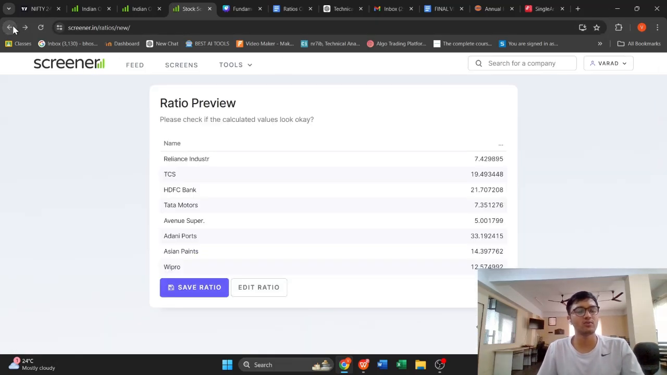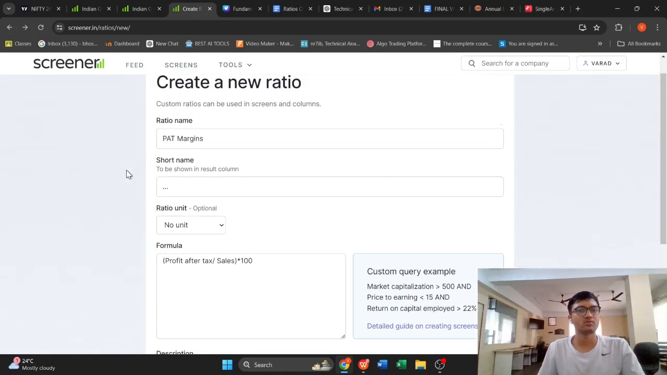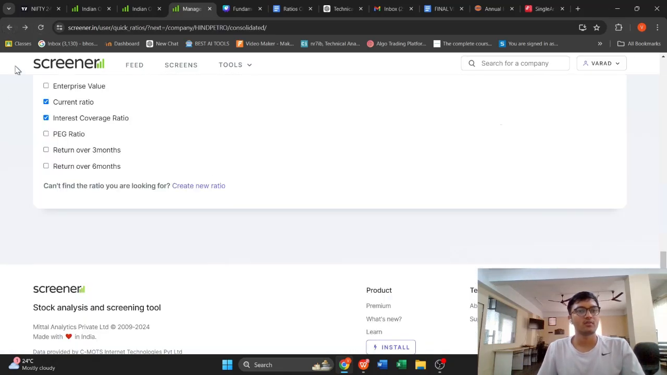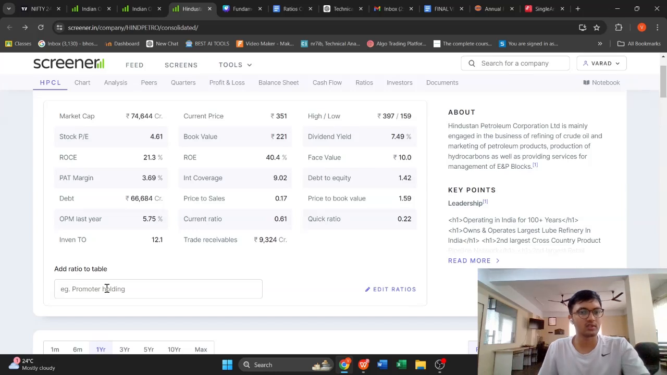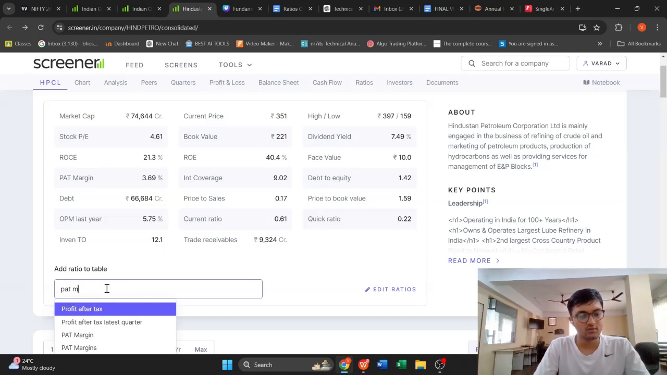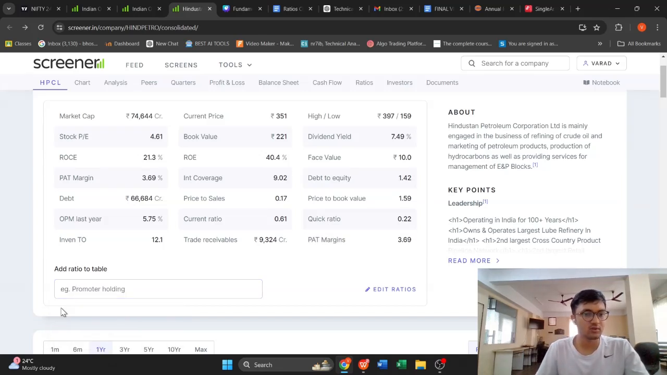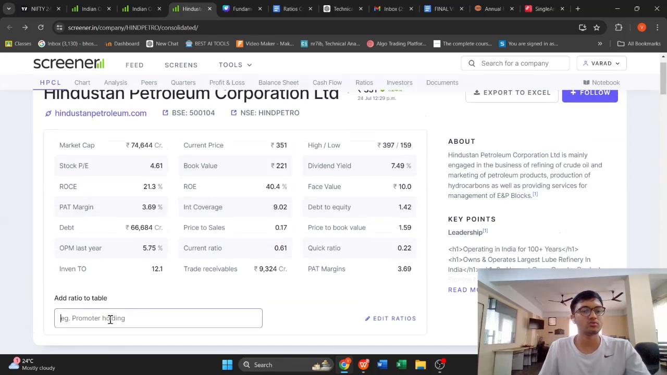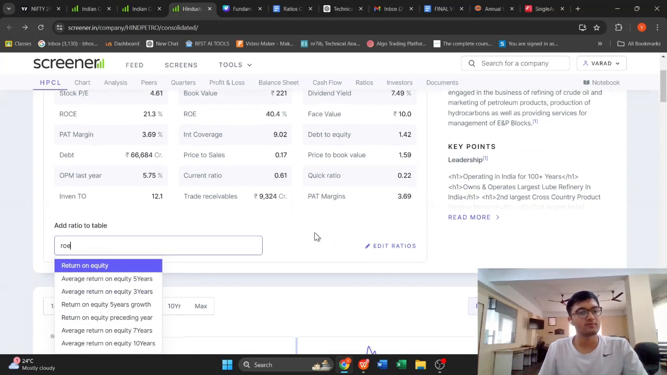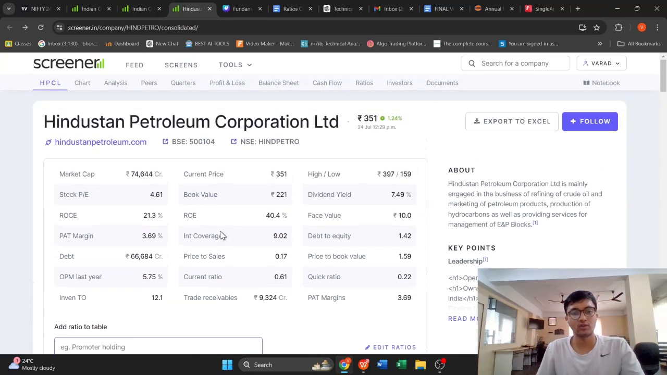You only have to make one ratio; the other ratios are already there, so you don't need to worry about anything. You can just go ahead and add the OPM of last year, which I showed you, and you can go ahead with the PAT margin. PAT margin is also available, so you can just click on this. I already have PAT margin, so because of this, it is showing me this. And now I have another aspect: operating profit margin, PAT margin, and ROE. ROE also, you'll be able to find it here.